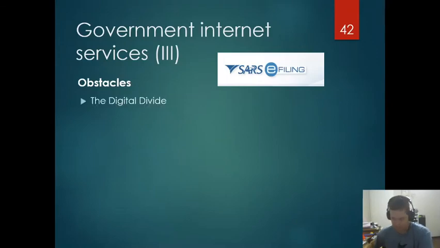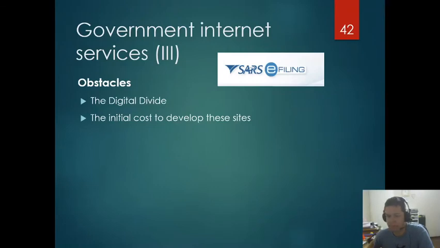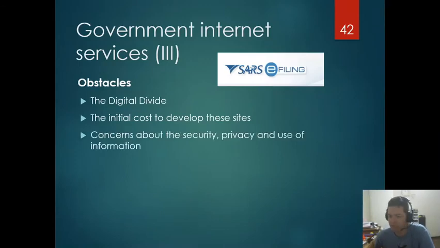The problem is that we deal with something called the digital divide. The digital divide is basically the gap between people who have access to the internet and those who don't. If you have access to the internet, that's good for you. But if you don't, it becomes really hard for you to get access to those services. Also, the problem with government services is that sometimes they are extremely expensive, tens of millions of rands to develop, because they're very complex and need big requirements.